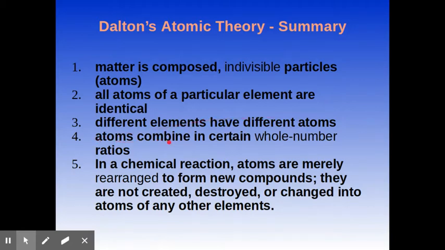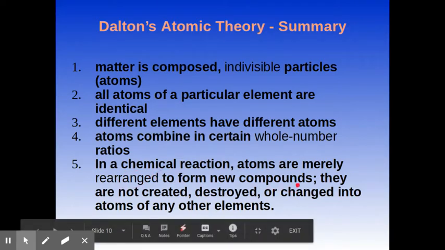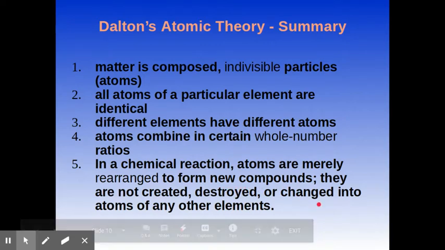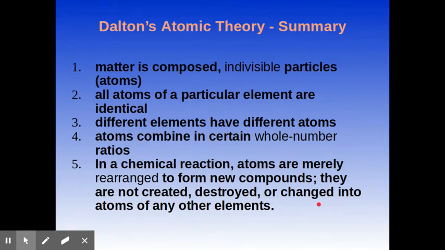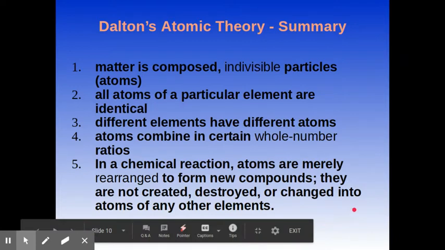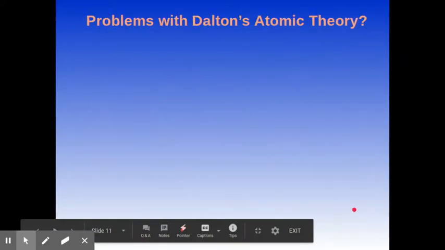And then atoms combine in certain whole number ratios to make compounds like water. So two hydrogens and one oxygen gives you water, right? In a chemical reaction, atoms are merely rearranged to form new compounds. They are not created or destroyed. So again, Lavoisier's law of conservation of matter there, and Proust's law of constant composition sort of rolled into one here. So that's all well and good, but what's wrong with it?